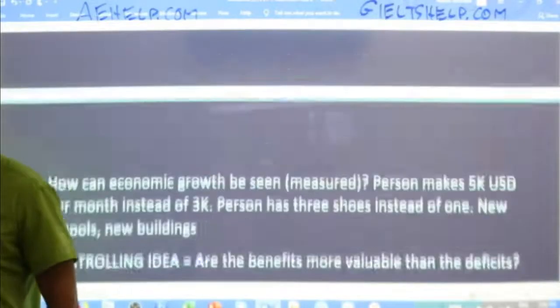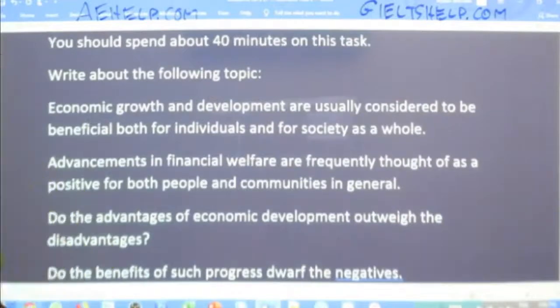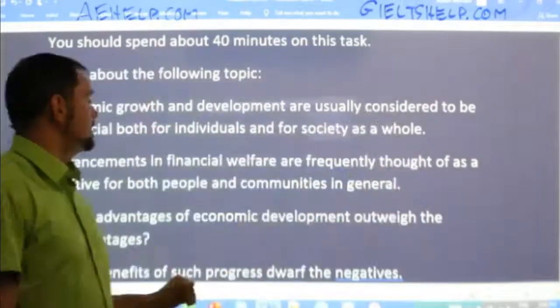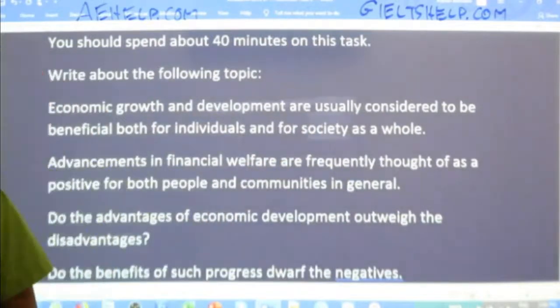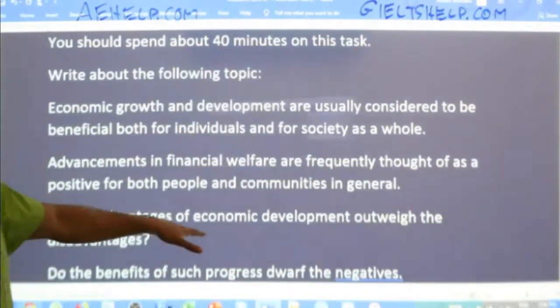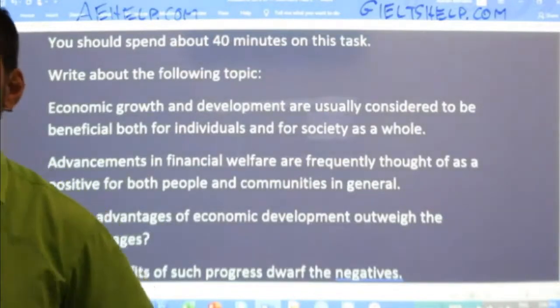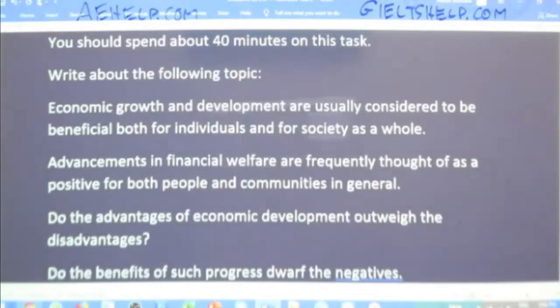Sure thing, Roshni. Here we go. So the question one more time is, economic growth and development are usually considered to be beneficial for both individuals and for society as a whole. Do the advantages of economic development outweigh the disadvantages? Okay, that's the original question, Roshni. So now we need the thesis for it.